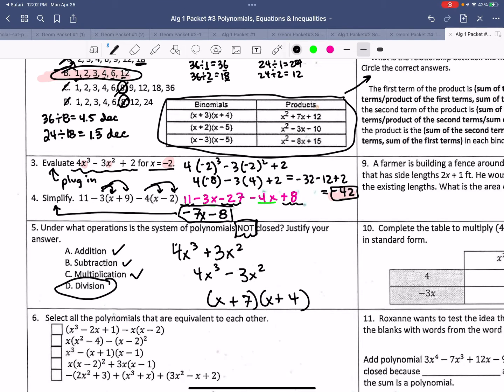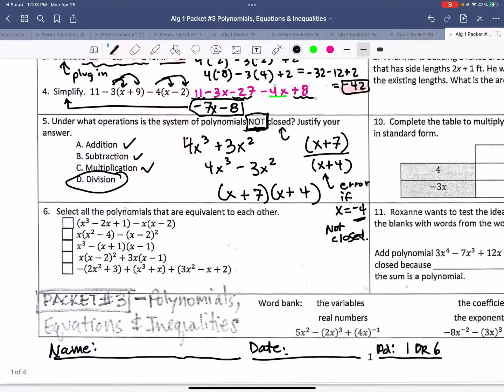We have a problem when we divide because it might not graph as a polynomial. So that's what they mean by not closed. So let's think about this just now. If we took one of our polynomials and we divided it by this one, notice we'd get an error in our calculator if x is negative 4. So this is our problem with not closed. It's a graphing problem. Okay, let's look at number 6.